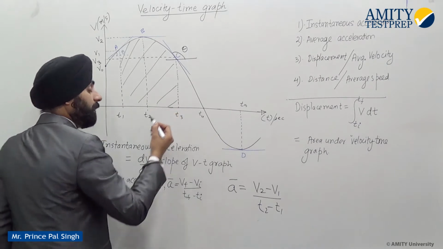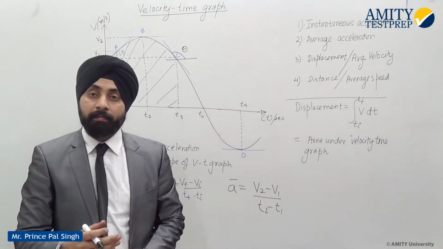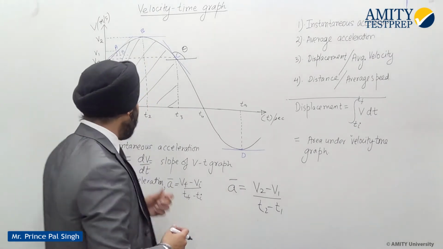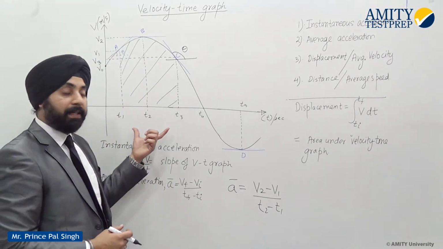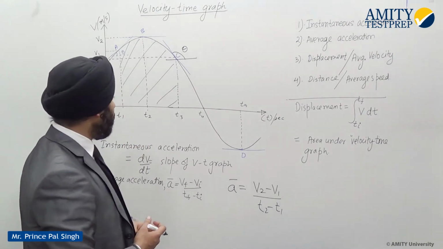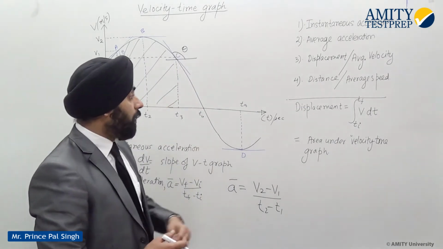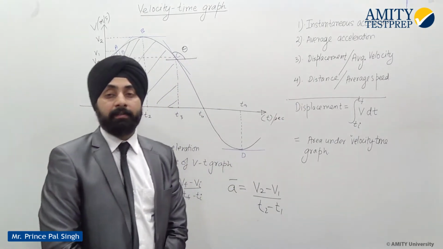This shaded portion area we will find out by the geometry or by integration, and then we will divide this area by the time interval, which is t3 minus t1. So this gives us the average velocity. Now how to find out the distance and the average speed?